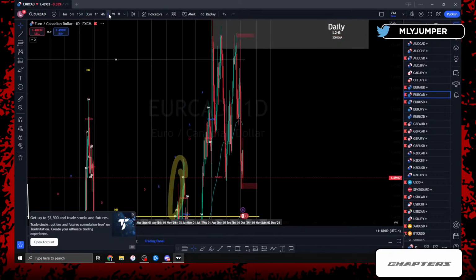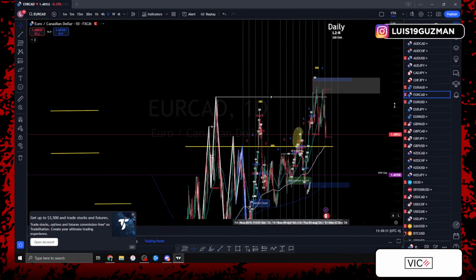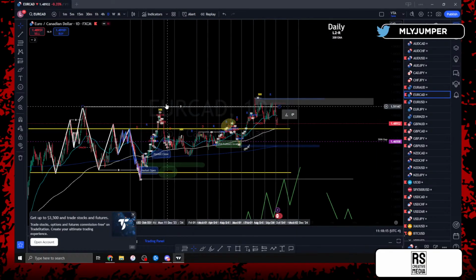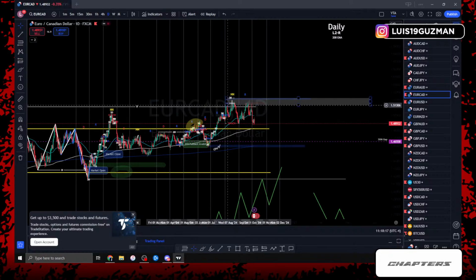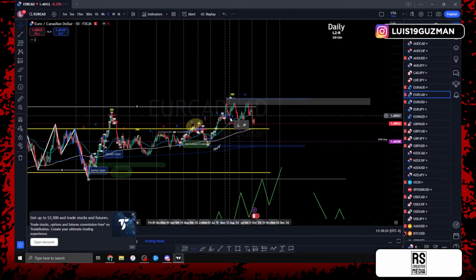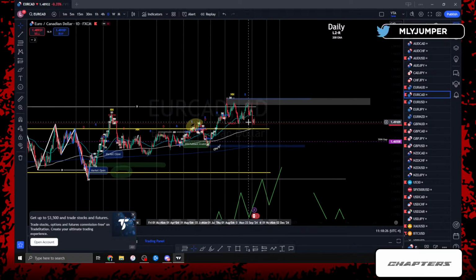EURCAD, daily time frame. We are V1. We're still at the top of the zone of consolidation, at the top of the daily high. We still don't have that break of structure. We know that price is still in this internal little zone of consolidation where we're rejecting highs and lows, rejecting highs again, going back low. And we also have this internal 30-minute gap.